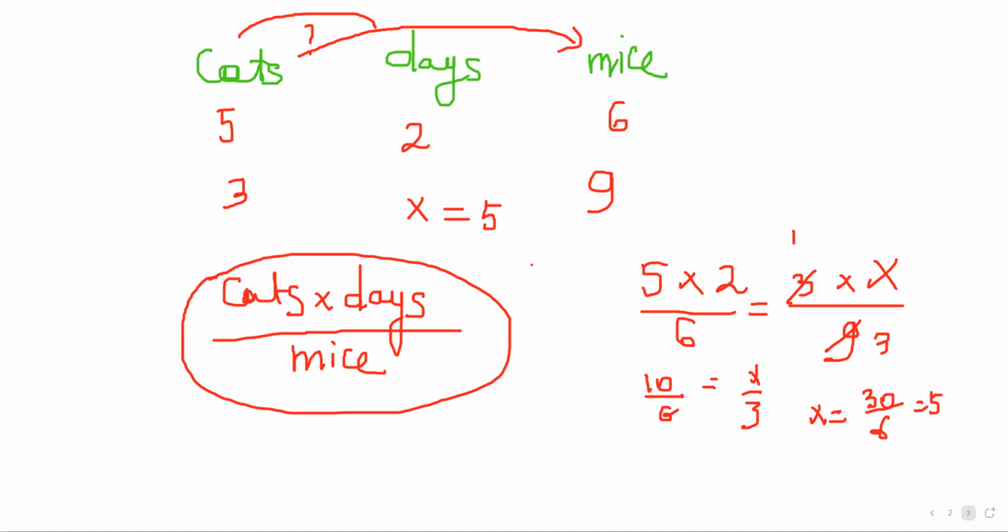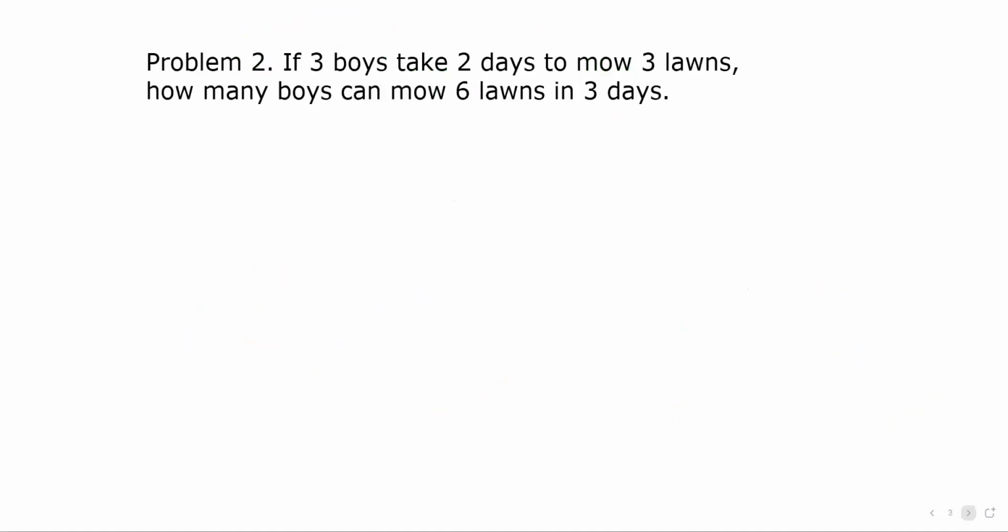Now we are going to go on to another problem, which also is going to include ideas such as direct and indirect proportion. Let's write what we have. If 3 boys take 2 days to mow 3 lawns, how many boys can mow 6 lawns in 3 days? So we have boys, days, and also lawns mowed. Lawns.